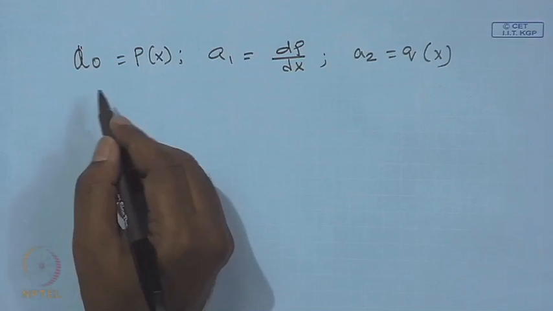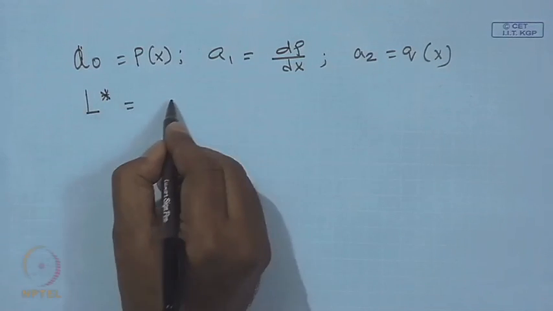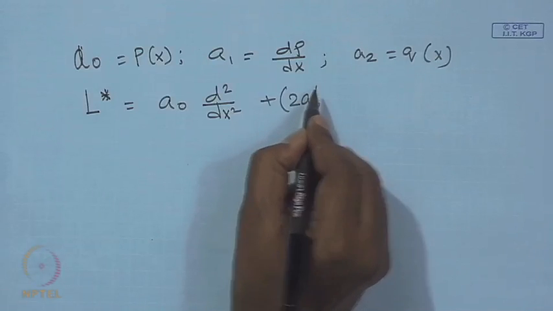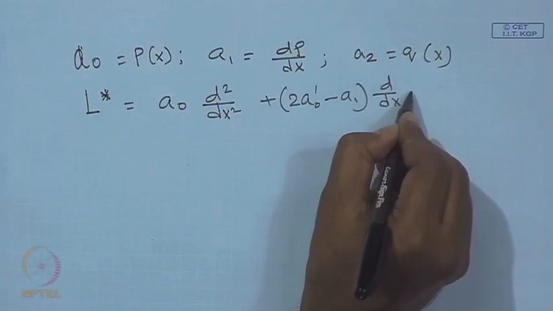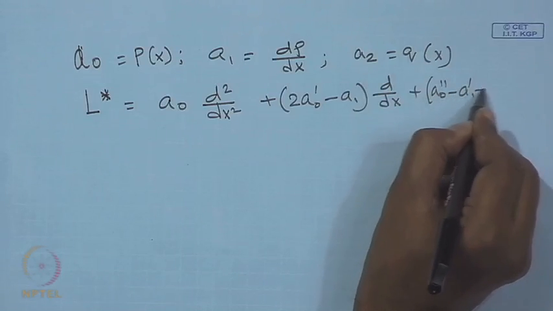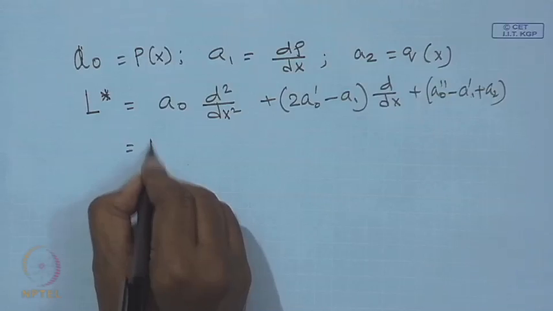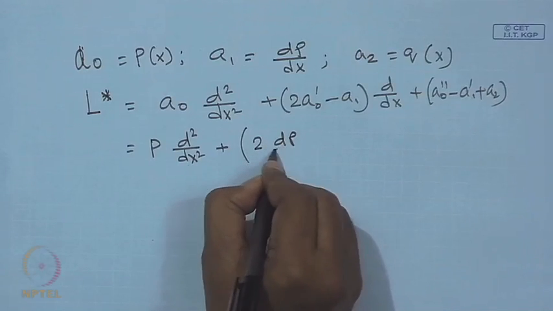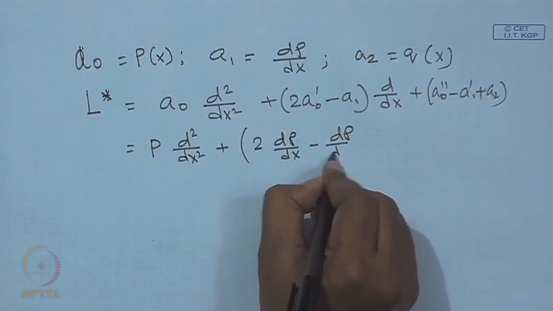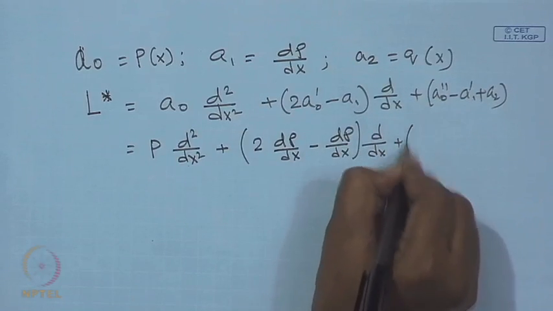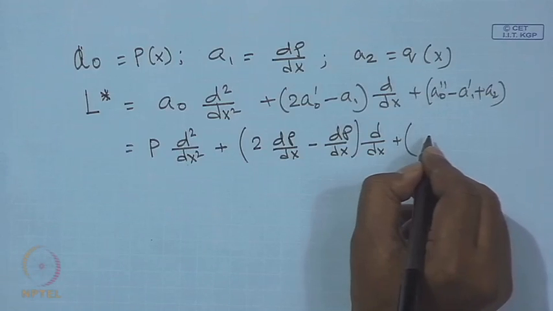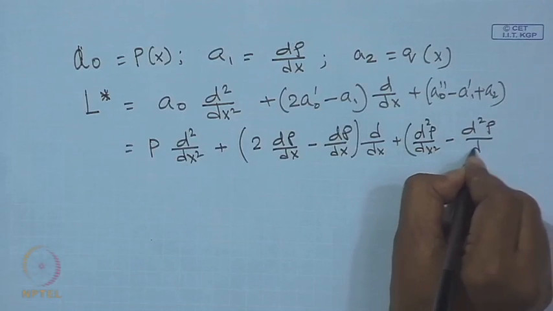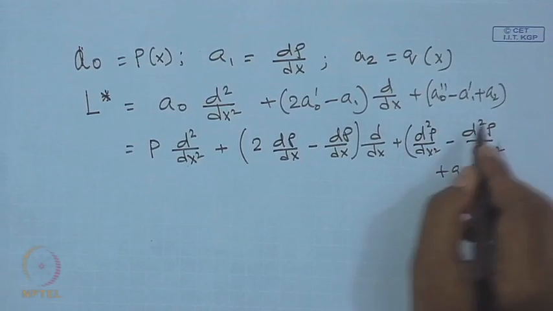So, if we look into L star, it is a 0 d²/dx² plus (2 a 0 prime minus a 1) d/dx plus (a 0 double prime minus a 1 prime plus a 2). So, a 0 becomes p. This becomes p d²/dx² plus 2 a 0 prime, that means 2 dp/dx, minus a 1, where a 1 is dp/dx, d/dx, plus a 0 double prime, which is d²p/dx², minus a 1 prime, which is d²p/dx², plus a 2, which is q. So, these two will be cancelling out.